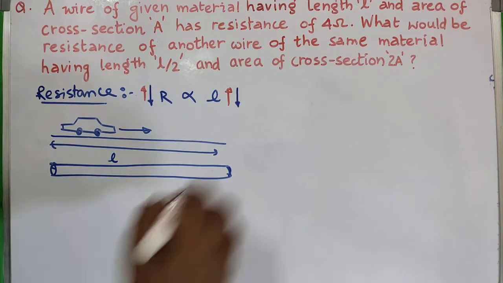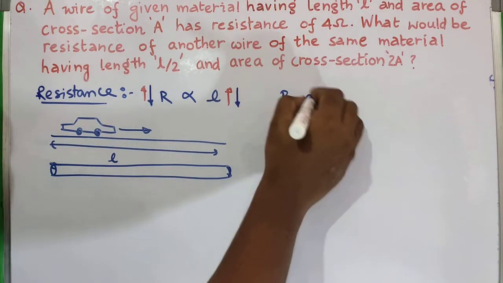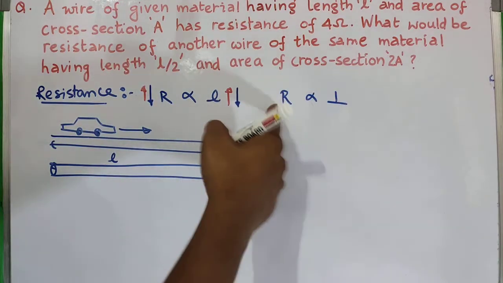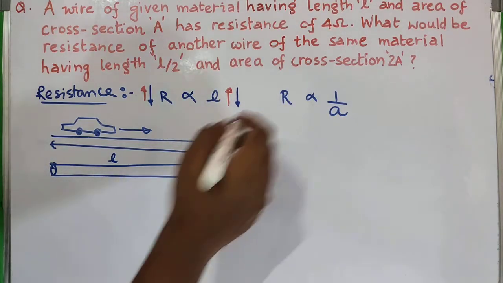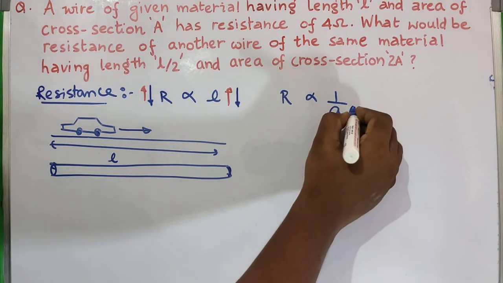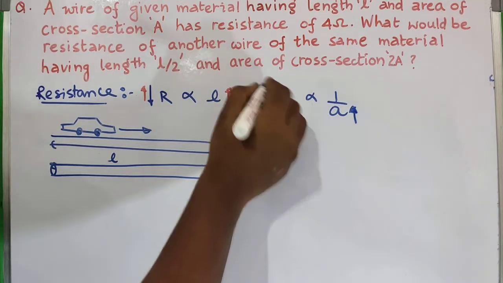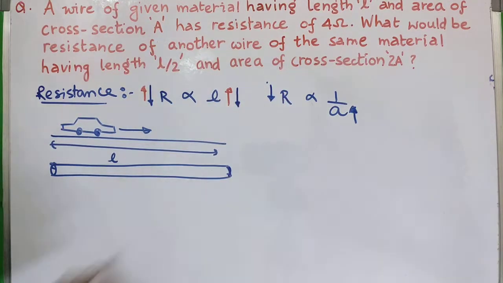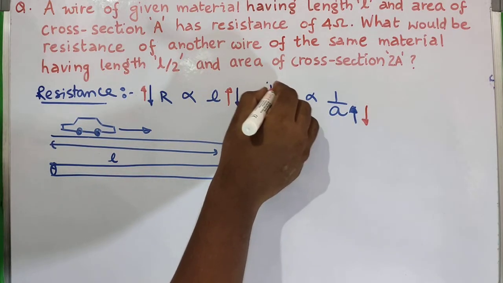And let's see the dependence of resistance on the area of cross section. So the resistance is inversely proportional to the area of cross section. I'm denoting it by small a. So the area of cross section is inversely proportional to the resistance. That means if the area of cross section is more, so then what would happen? Resistance will be less. If the area of cross section is less, then the resistance will be more.